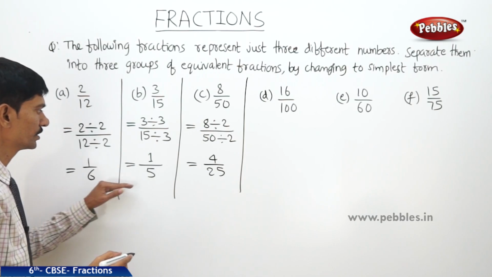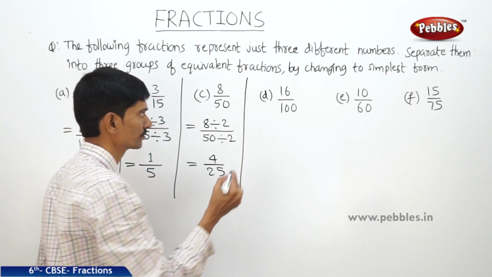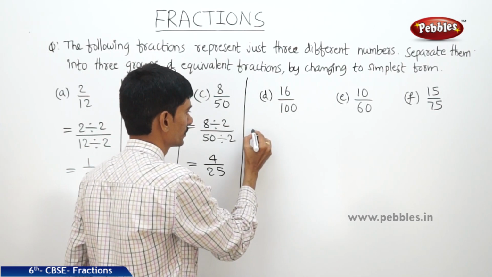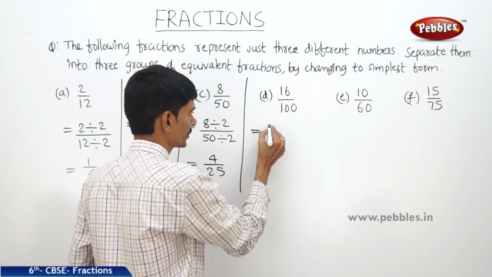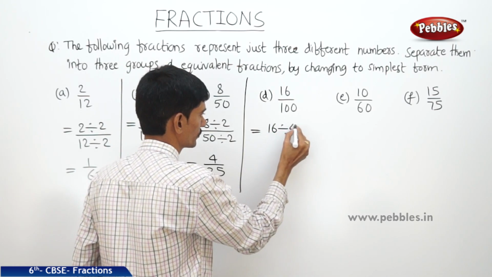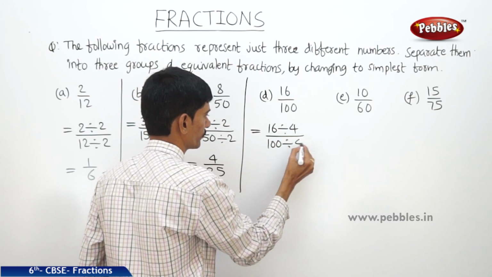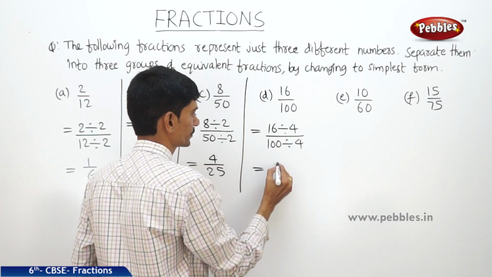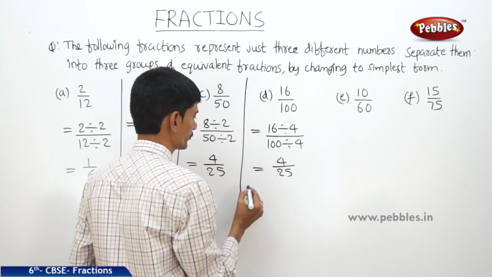Now here we got 3 different numbers. Now let us check the other 3 fractions also. So 16 by 100. If both numerator and denominator are divided by 4, then 16 divided by 4 by 100 divided by 4. So 16 by 4 is 4, 100 by 4 is 25. So this is 4 by 25.